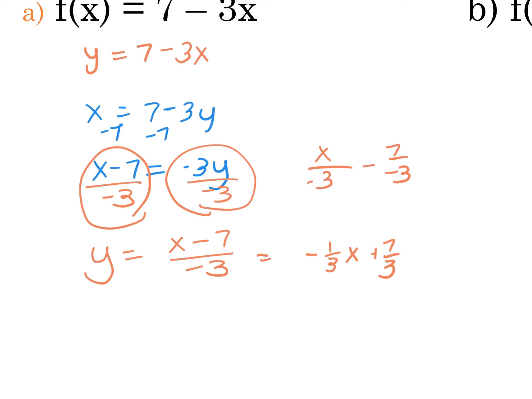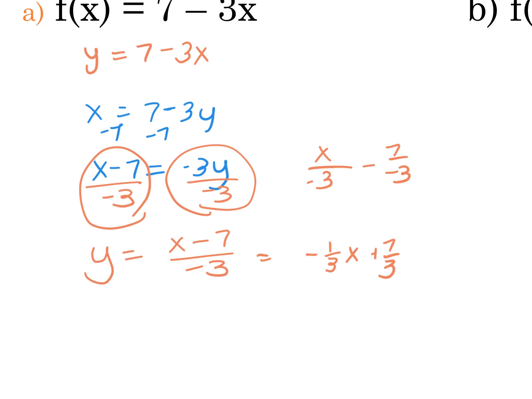Both of these would get a negative 3, right? This would go with this and this would go with this. It would be 7/3 plus x. It could be, but then that's not in y equals mx plus b form. Yeah. No, it would be 7/3 minus x over 3.